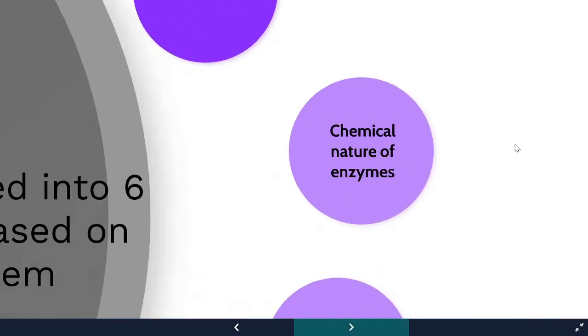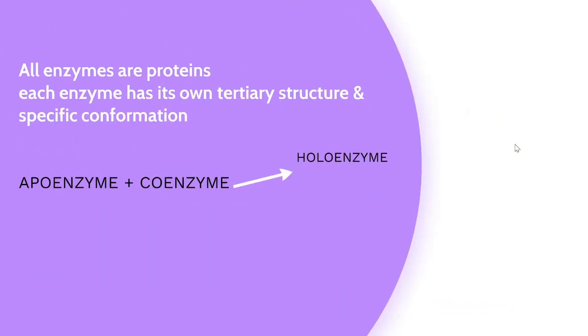Coming to the chemical nature of the enzymes, they are invariably proteins, as we already discussed, and sometimes even a few RNA molecules have also shown enzyme function. Each enzyme has its own tertiary structure and specific conformation, which is very essential for its catalytic activity. If that conformation is changed, then the catalytic activity will also be changed.